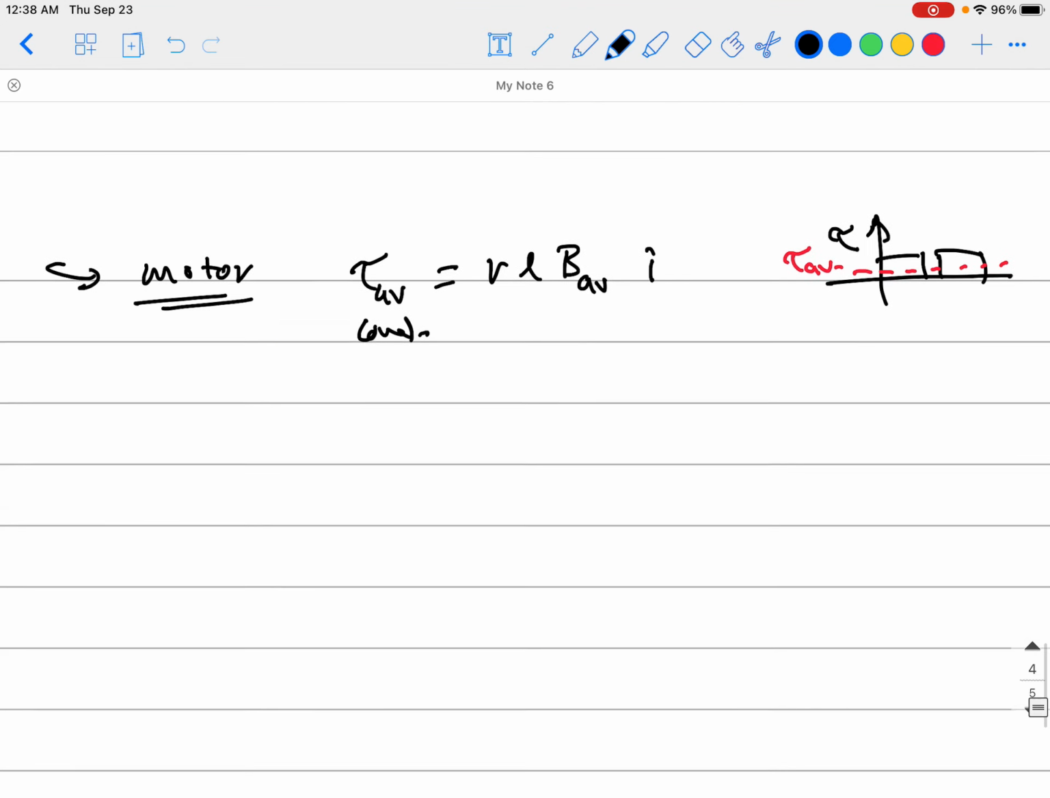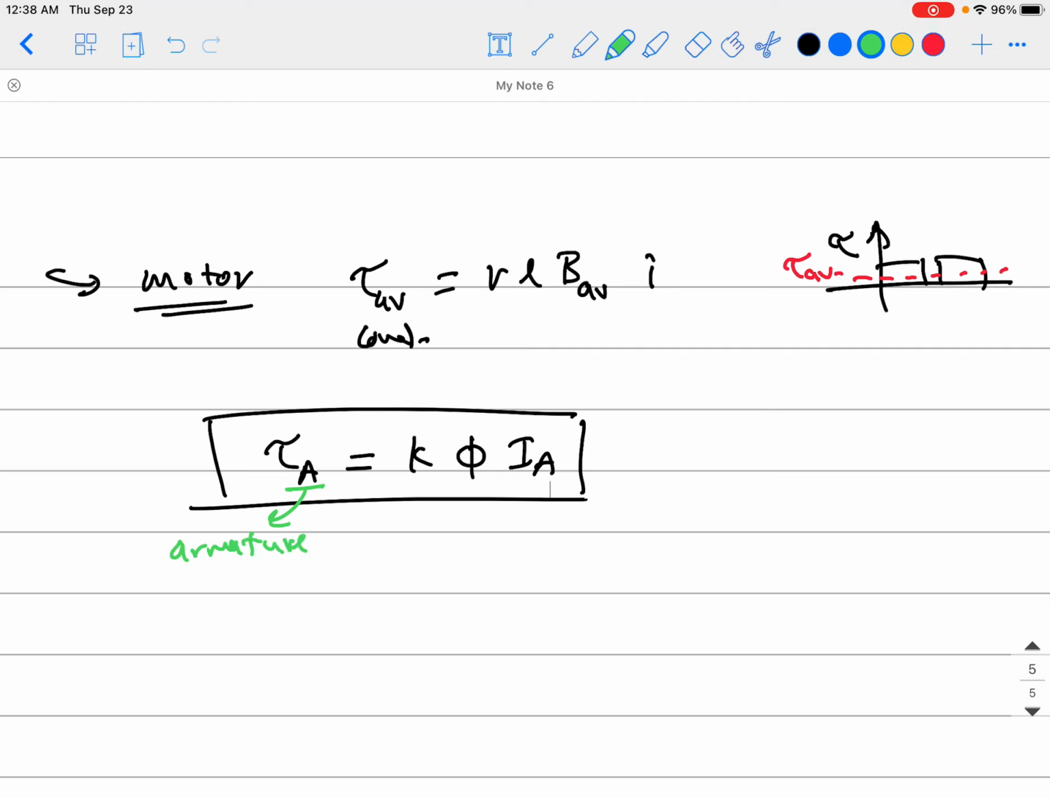This TA is the armature torque, the total armature torque in Newton meters. The K is the same constant we talked about before. Phi is the magnetic flux, and IA is the armature current in amperes, and this flux in Webers. This torque value is in Newton meters. Okay, guys, and again, that is the total armature torque.